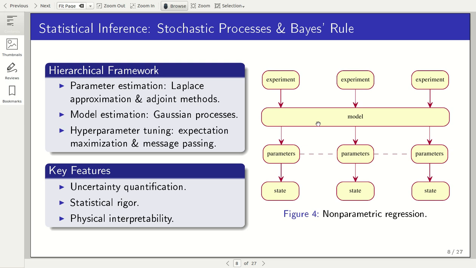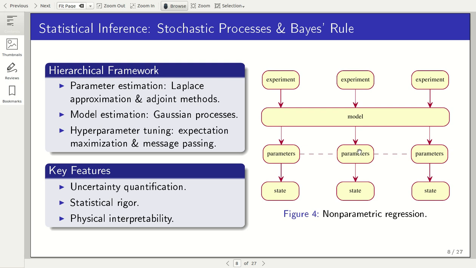So this brings me now to the hierarchical framework we use. I'm not going to present the technical details here. It's good to keep in mind that for the first part of the inverse problem, where we go from the observations of the state to the parameters, we use Laplace approximations, or you can think of it as essentially nonlinear least squares. And then in order to regularize the parameters, we use Gaussian processes.